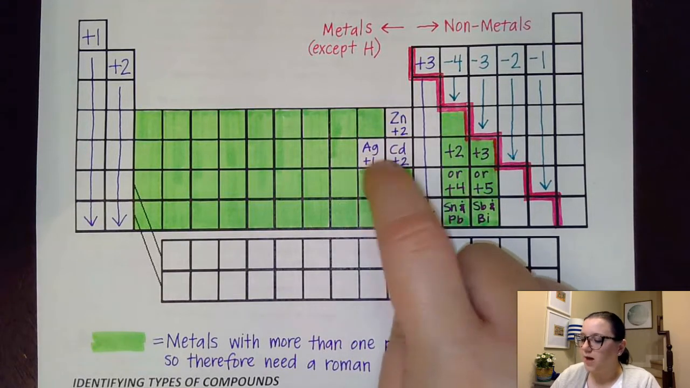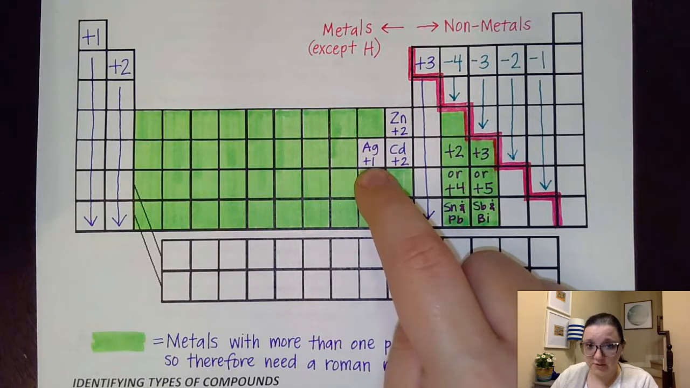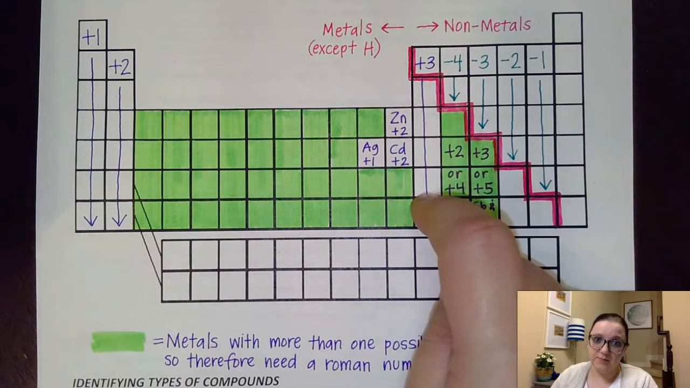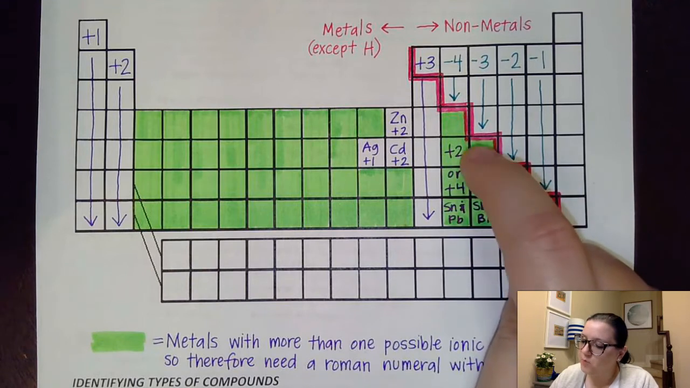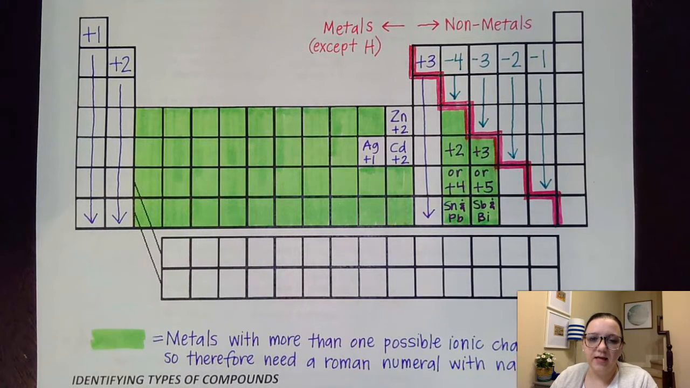So I call this little pattern the silver staircase pattern. I remember that it starts with silver, so the silver staircase is silver at +1, zinc and cadmium at +2, and then group 13 at +3. That's the way I remember it. Also over here for group 14 metals, the big 2 that we see are tin and lead. They can be +2 or +4.